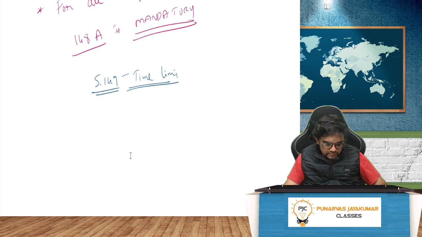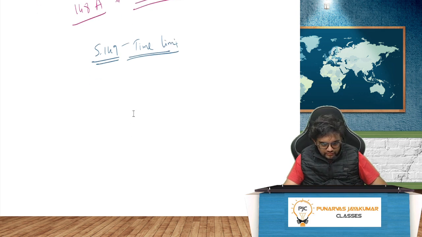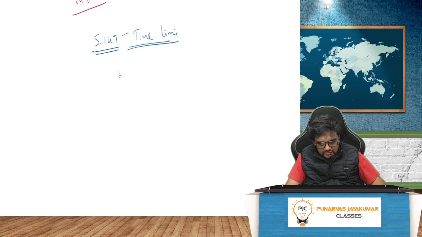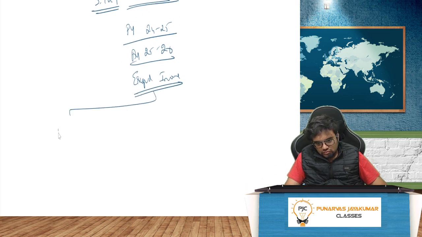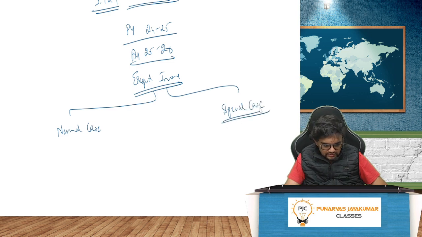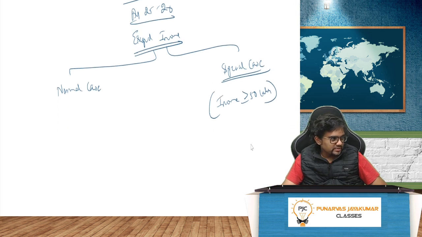So, time limit, section 149. Let's say previous year '24-25, assessment year 25-26. Escaped income: normal case, special case. Special case means what? Income greater than or equal to 50 lakh rupees.